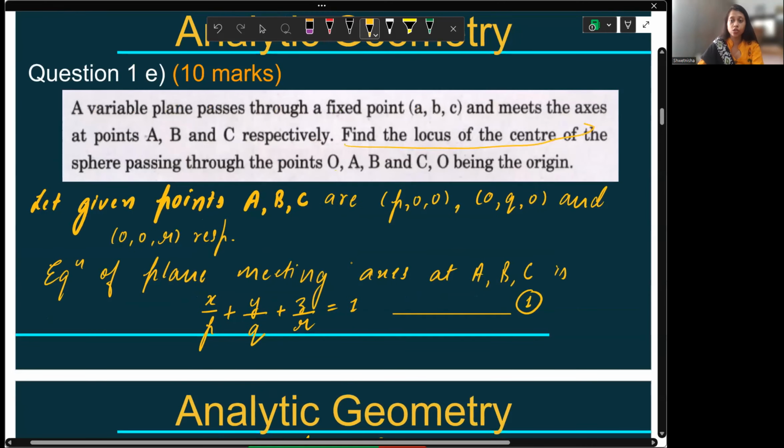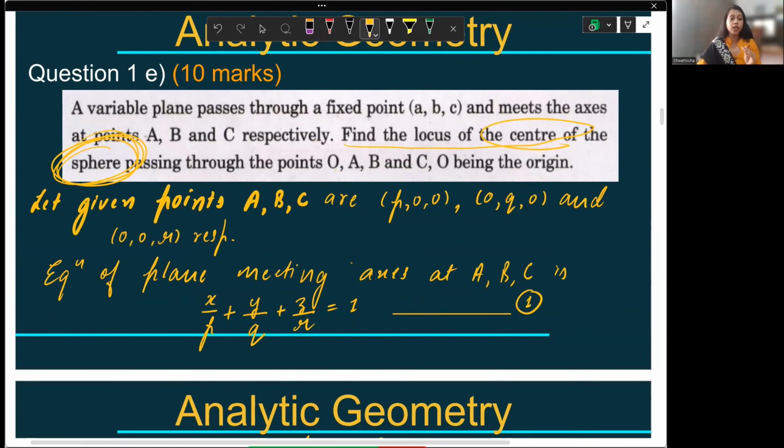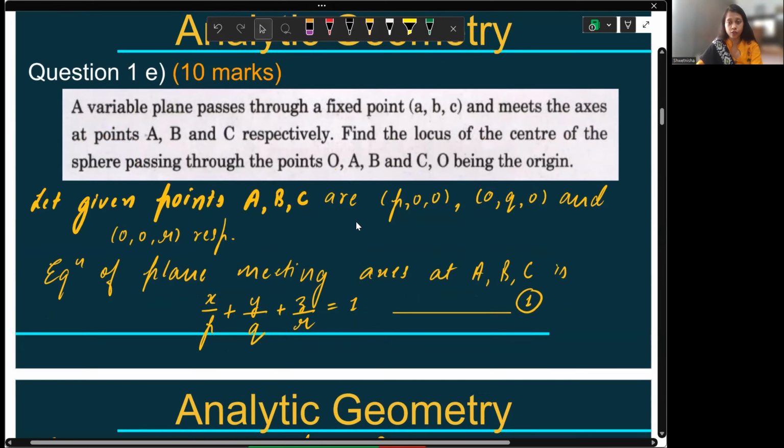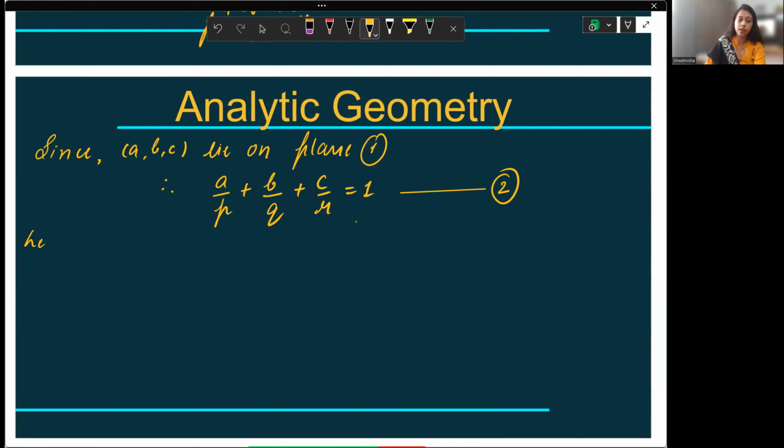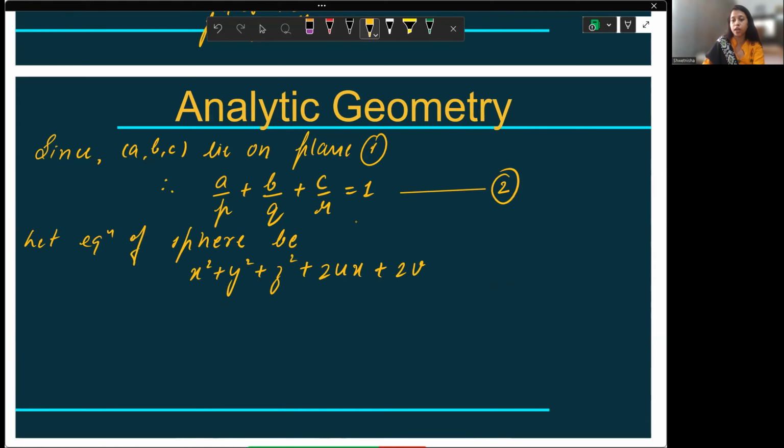It says find the locus of the center of the sphere. We have to find the locus of a point. That point is the center of the sphere, but I don't have the equation of that sphere as well. So let's find out the equation of that sphere also. What is the general equation of a sphere? Let the equation of the sphere be x square plus y square plus z square plus 2ux plus 2vy plus 2wz plus d is equal to 0. Right now, I'm not imposing any condition on it. It is just a general equation of a sphere.